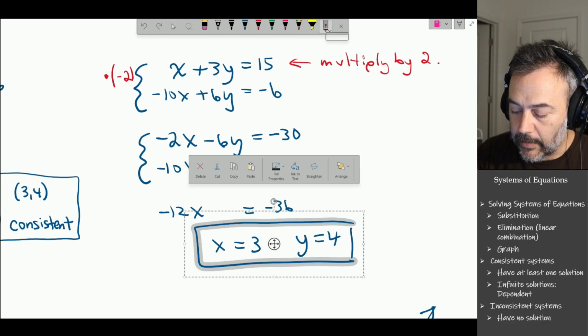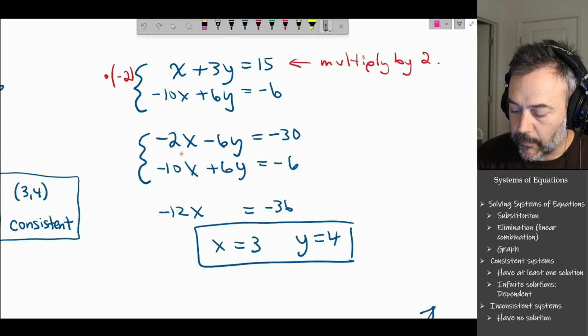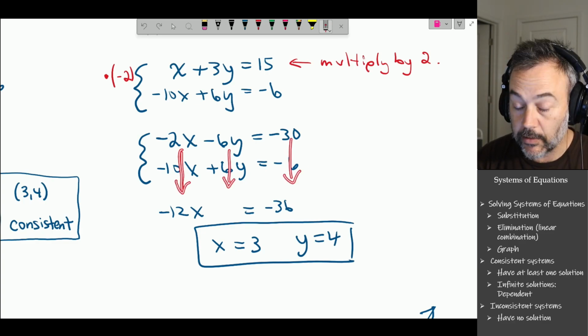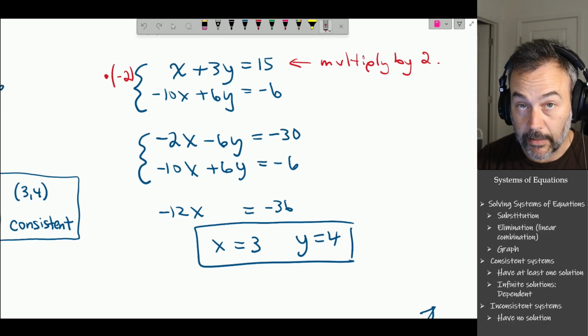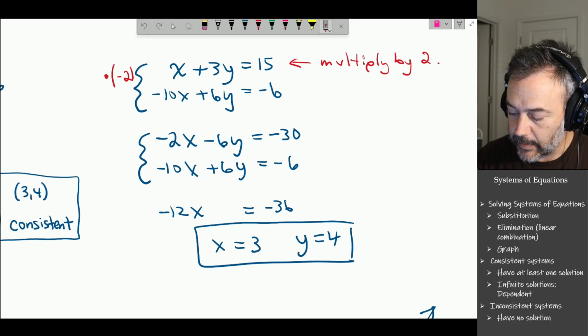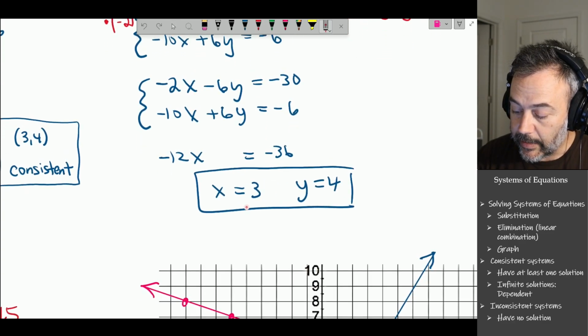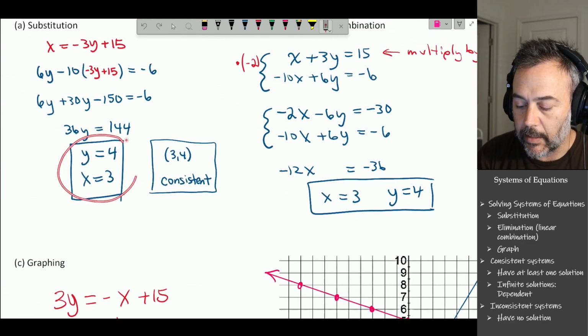When you add these two equations together, you add like terms vertically, and it's good to line everything up. -6y plus 6y is 0. -2x minus 10x is -12x. -30 minus 6 is -36. And we get x equals 3, plug it back in and get y equals 4. It is exactly the same thing we got in this example.